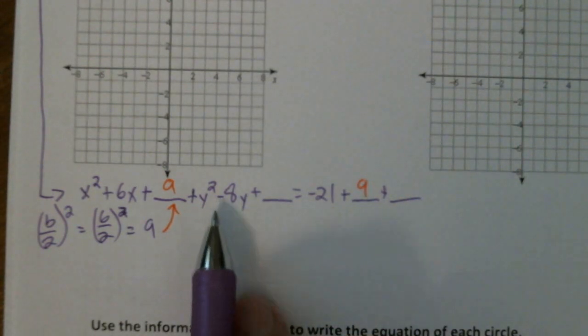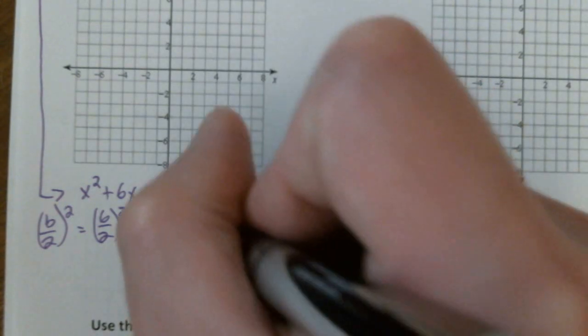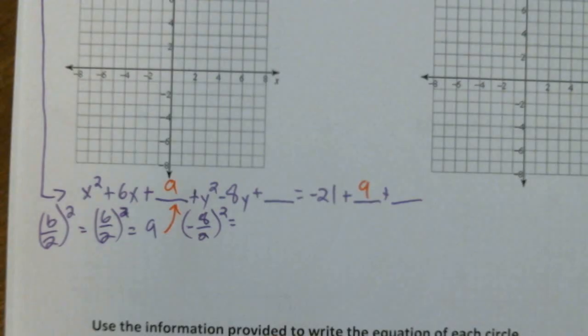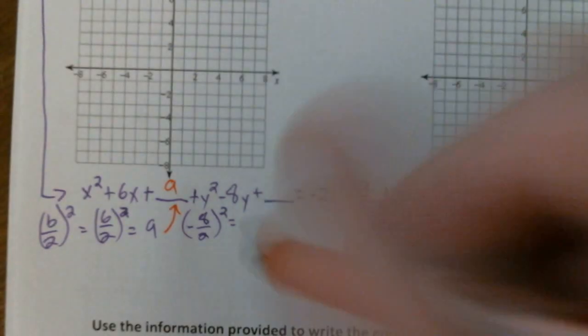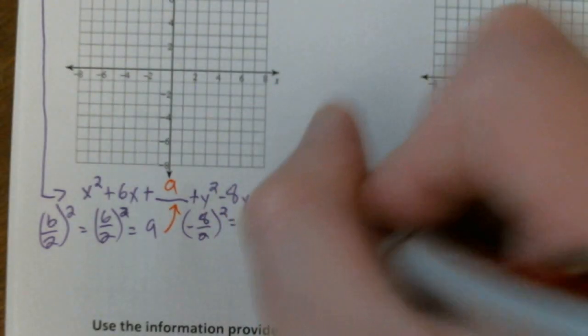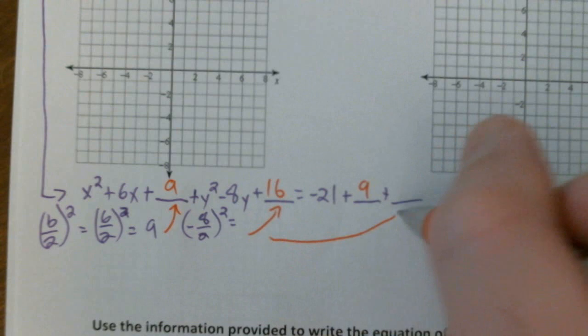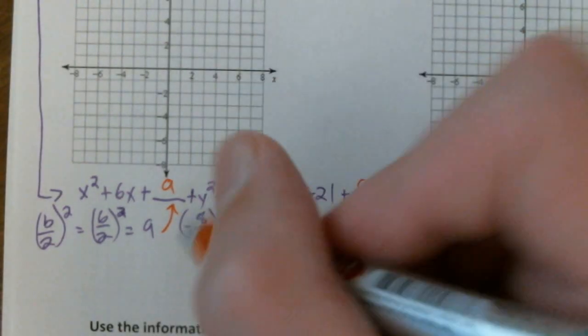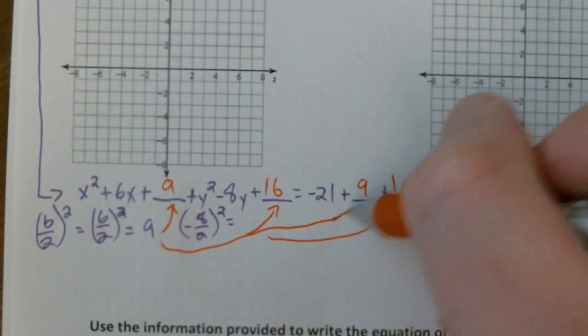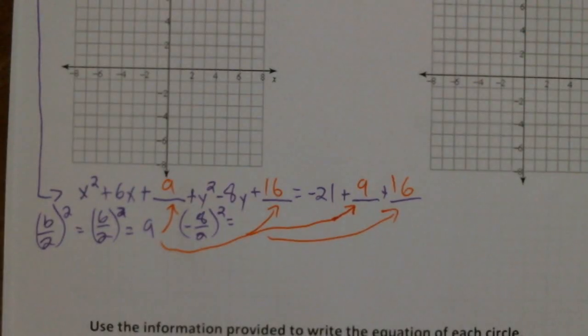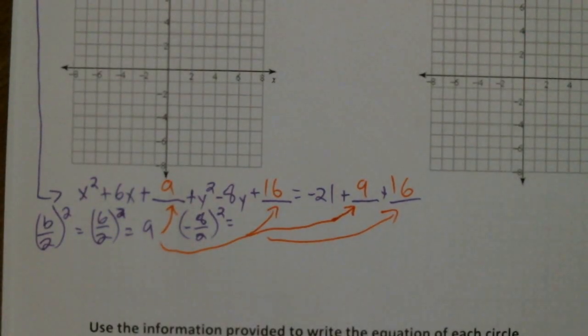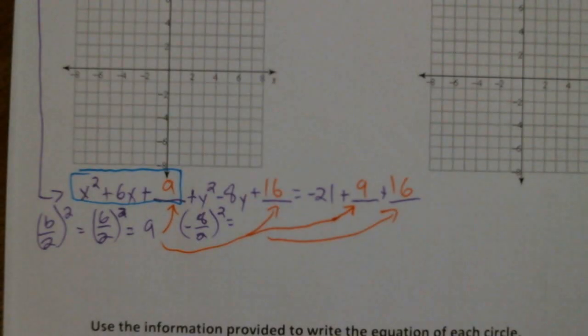Okay, for the y's, half of b squared, so I'm going to take negative 8 divided by 2. That's negative 4. I'm going to square that. So it'll be a 16 in that blank, and a 16 in that blank. I guess I could draw another arrow over here. Okay, so we have completed the square twice, and now I'm ready to factor my perfect square trinomial, which is the whole reason why I'm completing the square, so that I can take that guy and factor that easily.